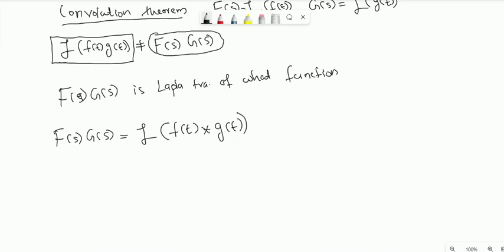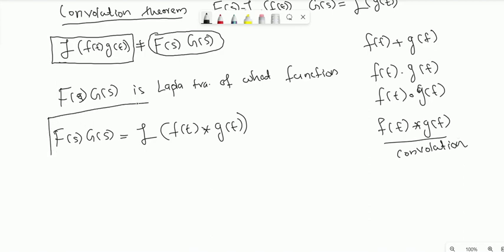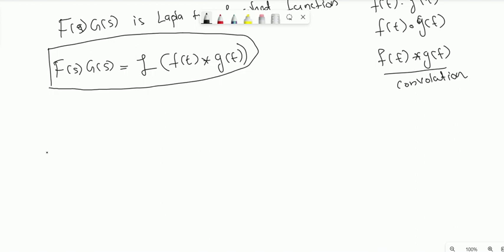The star denotes convolution. We know between two functions we can have different operations like f of t plus g of t, which is the addition operation. Like this, subtraction will be there, multiplication is there, f of t into g of t, and composition operation is there. We can define f of t composition g of t. Similarly, now we are going to discuss another operation, which is f of t star g of t. This operation is called convolution operation between f of t and g of t. The importance of this is F of s into G of s will be the Laplace transform of that convolution function. Now let us define that convolution.